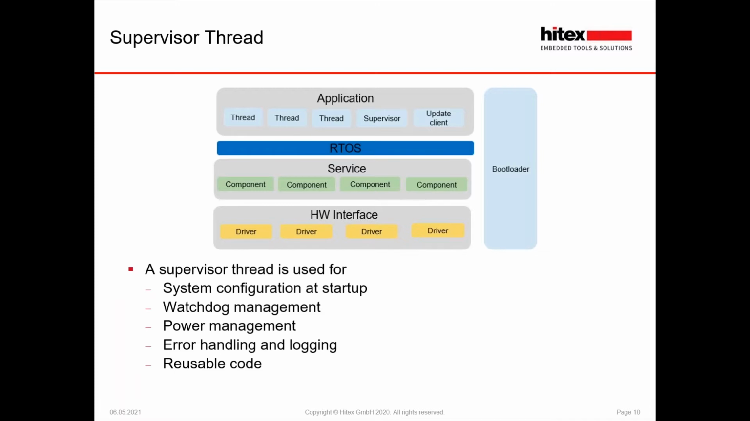We can also, over time, develop some standard threads that we can reuse. A typical one would be a supervisor thread. This would be in charge of things like the system configuration at startup, maybe managing things like watchdogs, and doing power management within the system as well. We can also use it for error handling and logging. And once this is written, we can simply reuse it and enable the bits within the supervisor thread that we want. If we're using a bootloader in the system, we probably have code to act as an update client as well, that's used to download firmware and place it into staging sectors within the flash memory.